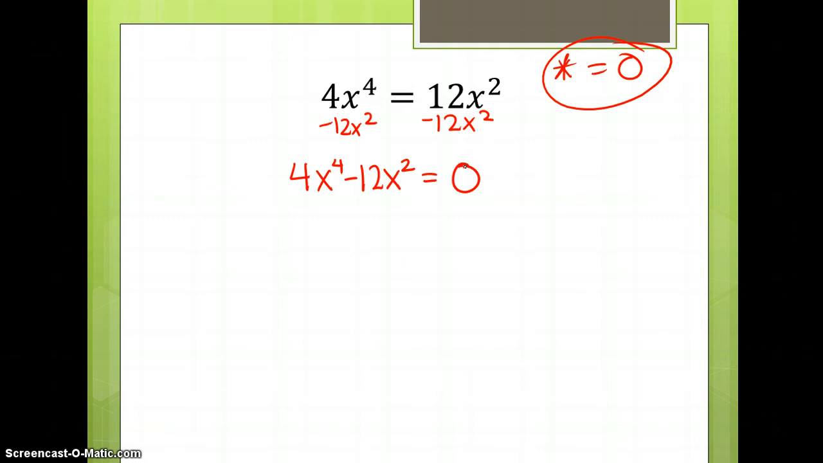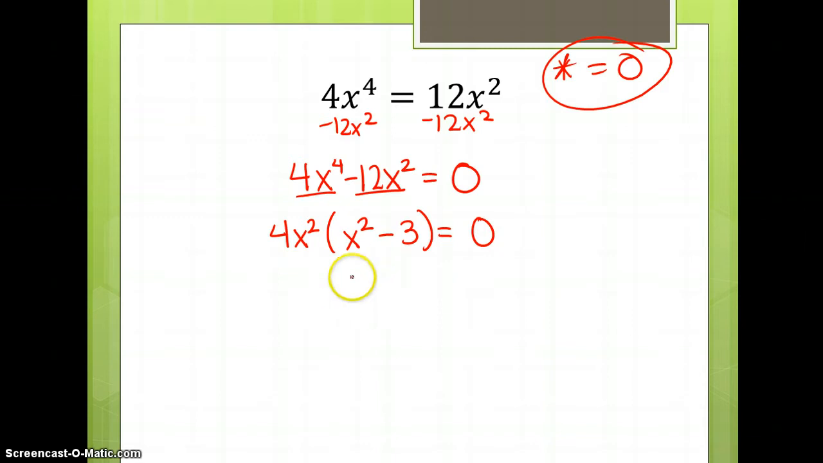Our factoring rules, whether we're dealing with quadratics or fourth power, third power, whatever it may be, still apply. First thing we want to look for is a GCF. So what can I take out of both of these groups? Well, 4 is in common and x squared is in common. And you say, what's left? Okay, well, 4x squared times x squared would give me back 4x to the fourth. 4x squared times negative 3 would get me back to negative 12x squared.